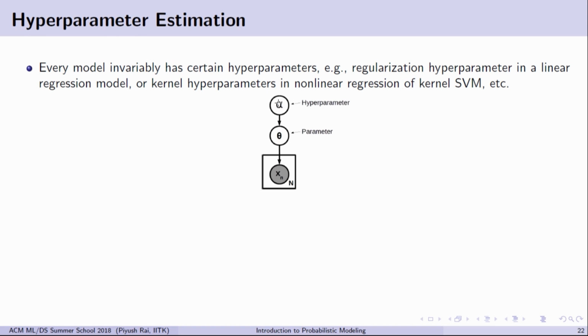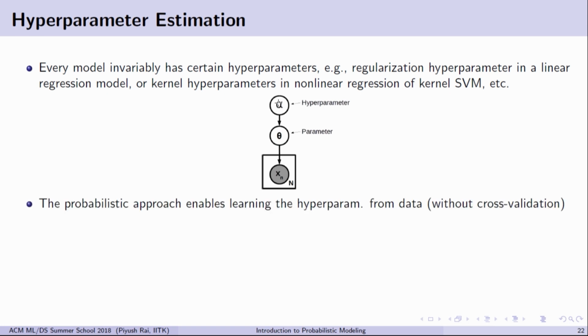hyperparameter in this setting, by just solving an inference problem. Okay? So suppose I want to learn alpha from data. My goal is to learn both theta and alpha. I know how to solve for theta. We have already seen that, assuming alpha is known, we know how to solve for theta. We can do MLE, MAP, full Bayesian inference, and so on. How do we solve for alpha?